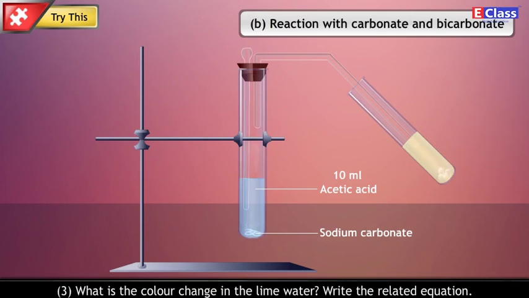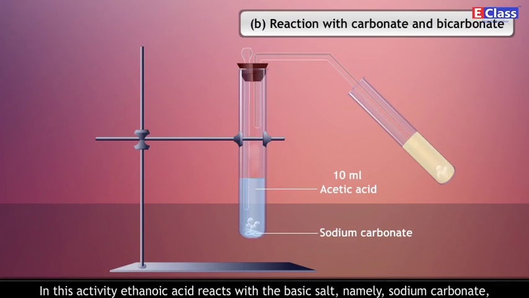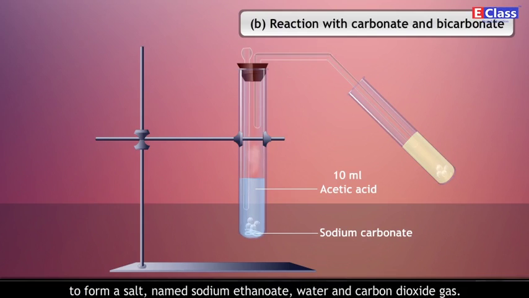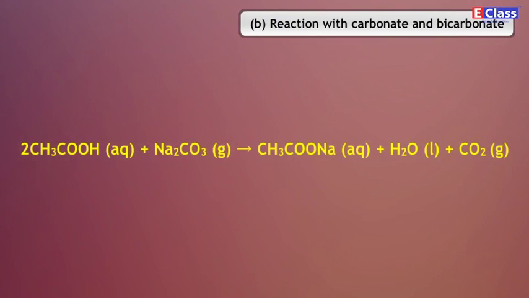Write the related equation. In this activity, ethanoic acid reacts with the basic salt, namely sodium carbonate, to form a salt named sodium ethanoate, water and carbon dioxide gas. 2CH3COOH (aqueous) plus Na2CO3 gives CH3COONa (aqueous) plus H2O (liquid) plus CO2 (gas).